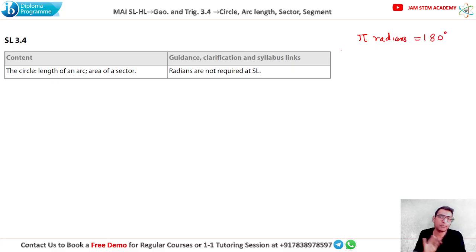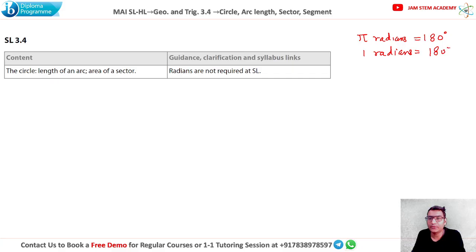So if the angle is given in pi or in radians, you can always convert it back to degrees, or if the angle is given in degrees, you can always convert it back to radians. You can also use your GDC. Make sure that your GDC is set on that particular mode. If the question is given in radians, use radians; if degrees, use degrees accordingly.